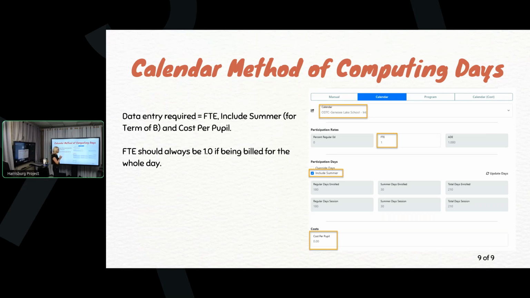So let it default. If you do have a term of B for both, you're going to want to include the summer days, so you're going to need to check this box. And then the days will all fill in for you. And then you're going to be supplying the costs per pupil.